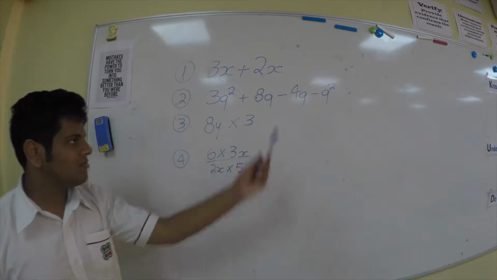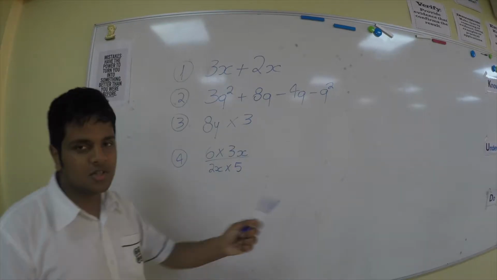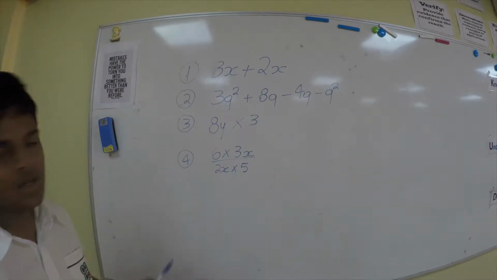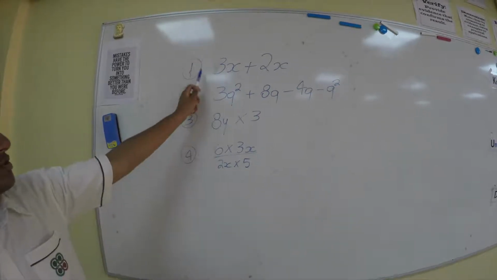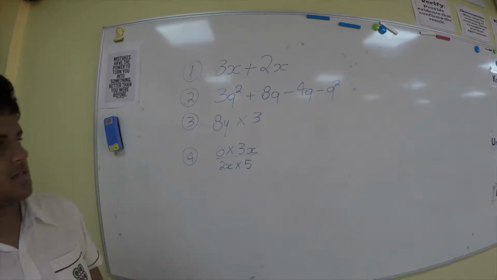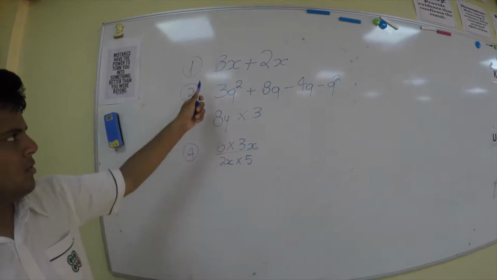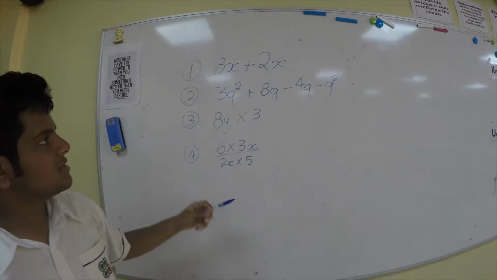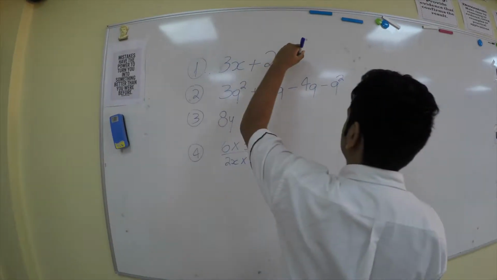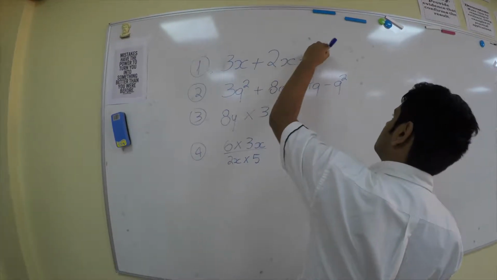So on the board we have a bunch of questions right here that are going to test you on like terms and your simple arithmetic operations. So the first question on the board is 3x plus 2x. So this one's pretty simple. Both terms have x in them, which means they're like, and all you have to do in this case is just add up the 3 and 2 and keep x after it, right?